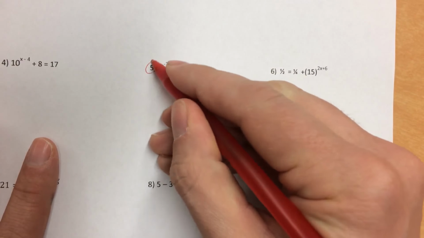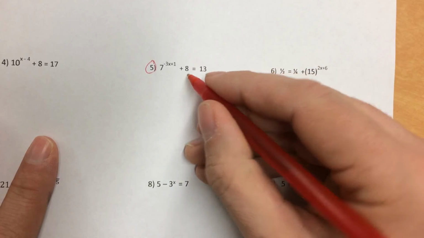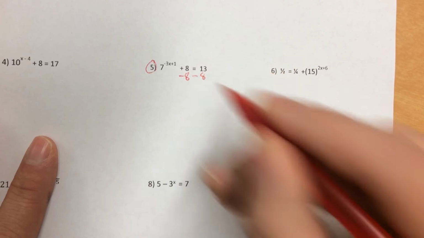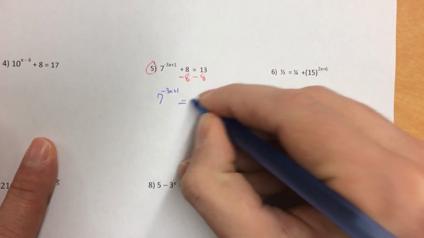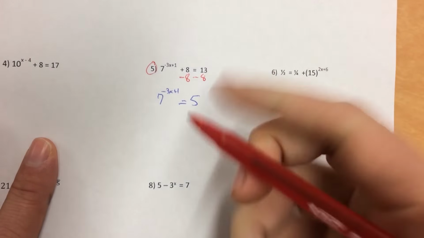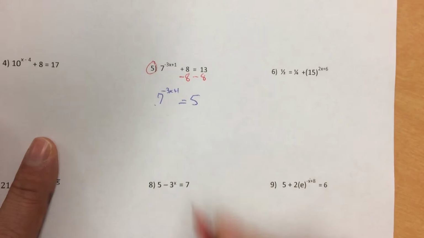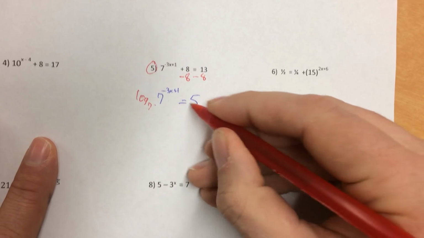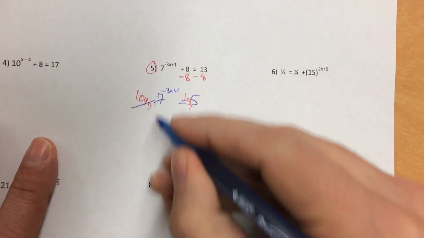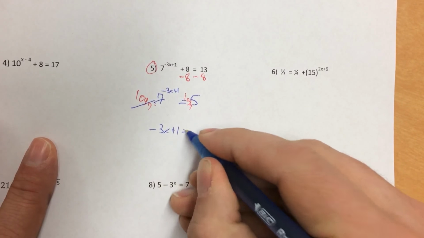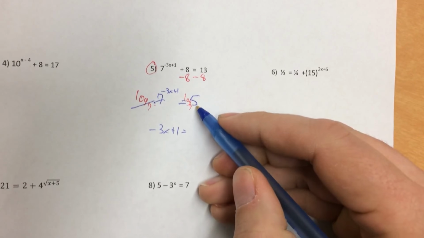So let's look at how I'll do number 5 again. The way this goes is you solve just like normal. You subtract 8. 7 to the negative 3x plus 1 equals 5. You take the log base 7 on both sides. And this is where things get different. So log base 7 cancels out, negative 3x plus 1 equals 7 to what power gives you 5?